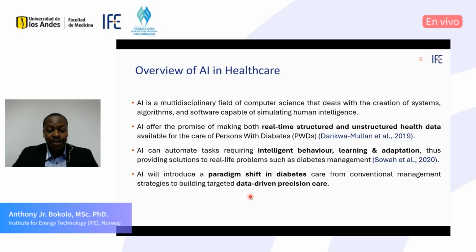AI can also help to automate tasks. For example, it can help to provide intelligent behavioral management. It can help with learning. It can help people with type 2 diabetes to adapt their regimen or adapt the intervention. And thus, this has helped to provide solutions to address real-life problems such as diabetes management.